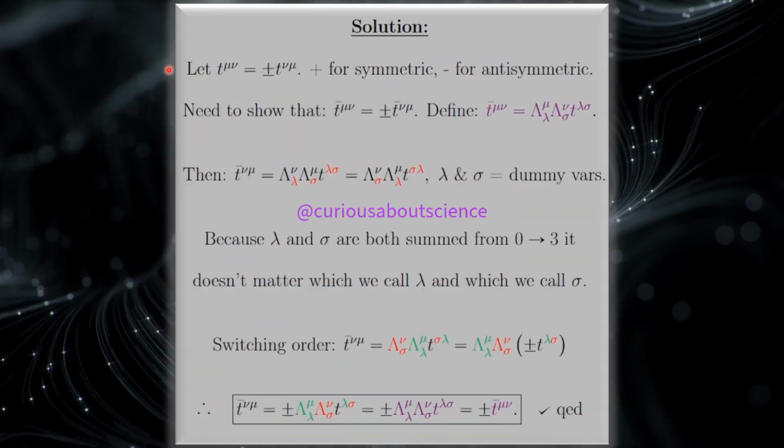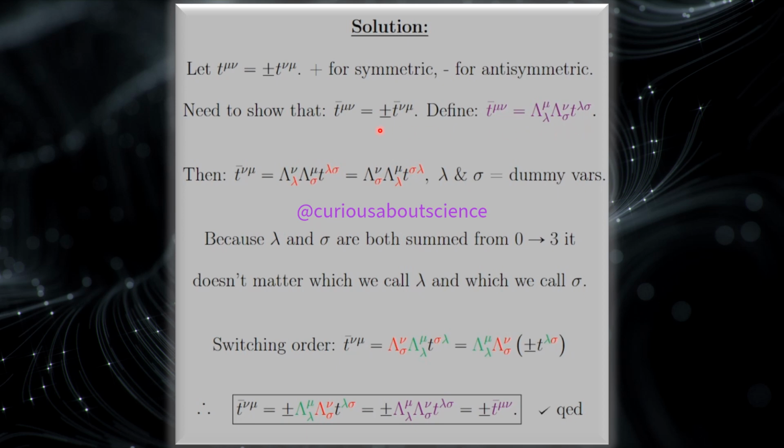All right, so here is the general setup. If we let T mu nu equal plus or minus T nu mu, plus for symmetric clearly, and minus for antisymmetric, then we have to show that the transformation of T before and after gives us the same thing. So we have T bar mu nu equal to plus or minus T bar nu mu, where we switch the indices. So let's define that we know T bar is equal to these two transformation matrices acting on T lambda sigma.